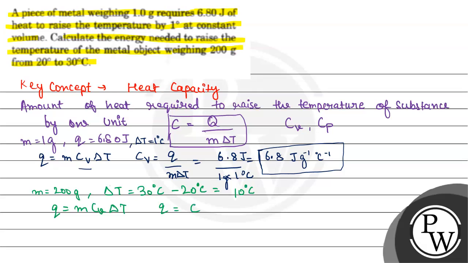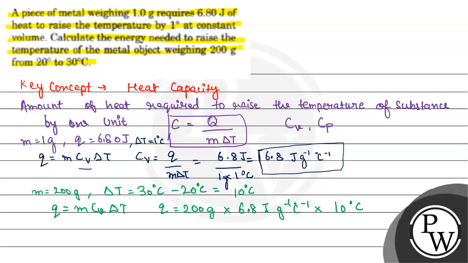And this formula will be Q = m CV delta T. We already have written this formula, and by putting the values, mass is 200 gram. CV we have calculated, this remains constant for the same material. It is 6.8 joule per gram per degree Celsius, and the temperature change is 10 degrees Celsius.